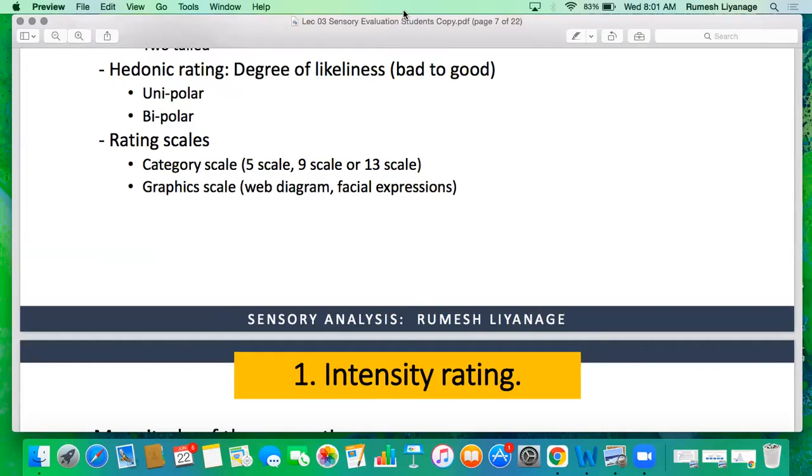Give me your idea about the category scales 5, 9, and 30. Can you observe any similarity among these three numbers?